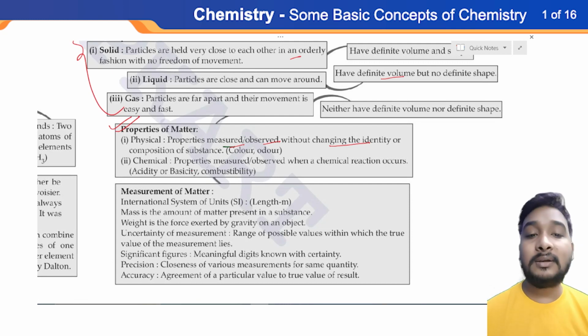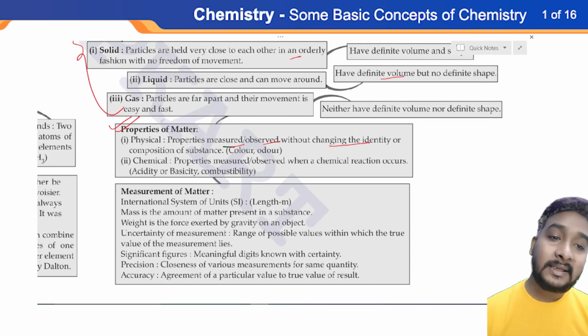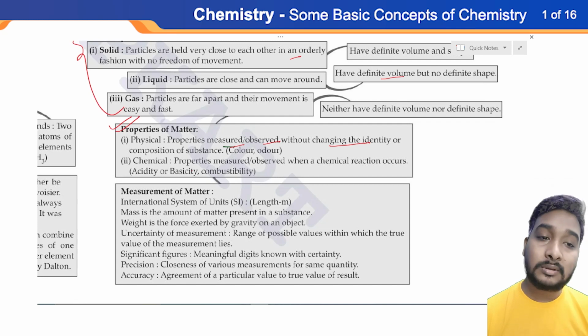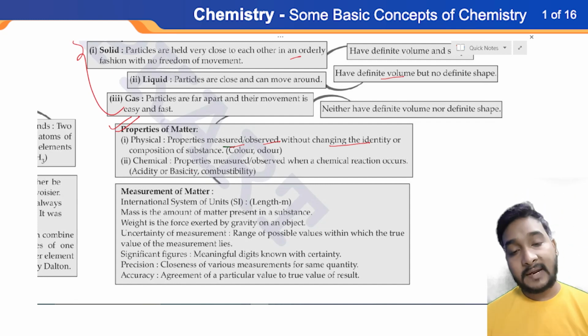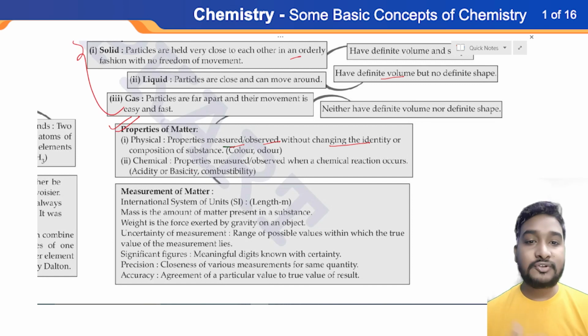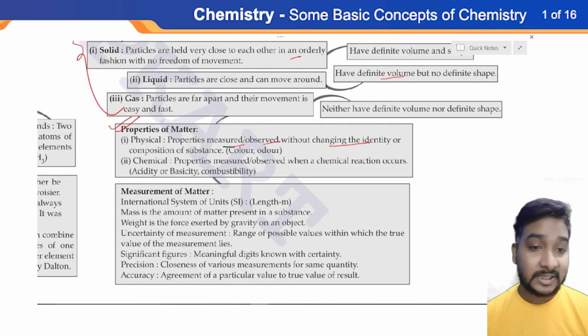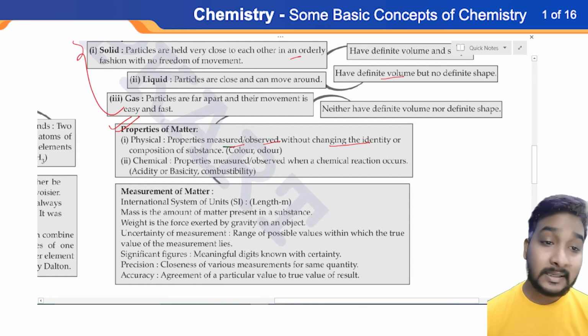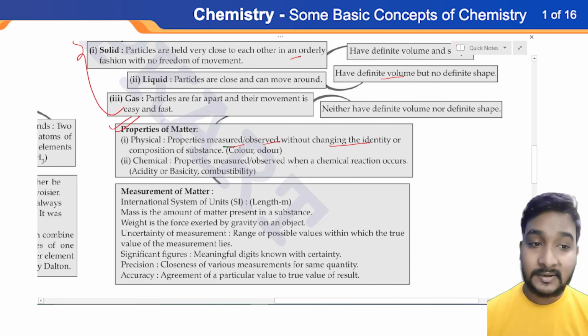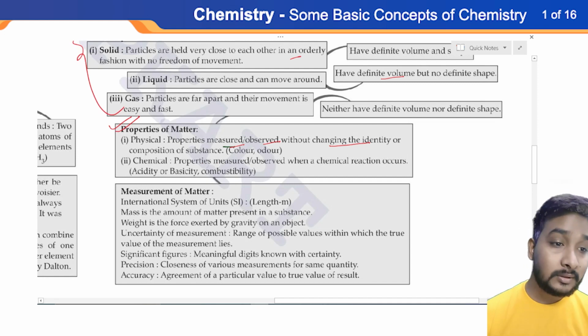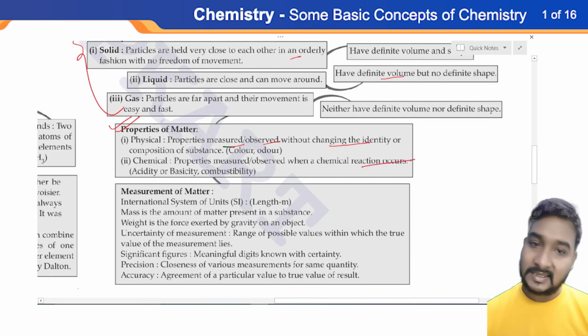Okay, so we are not compromising with the composition of that matter, we have to observe its nature only, externally. But in chemical properties, we have to observe the reactions, or the change of composition, change of molecular formula, change of number of atoms or particles during a chemical interaction or chemical reaction. So as written in the flowchart, these are properties measured or observed when a chemical reaction occurs, like acidity, basicity, combustibility, etc.